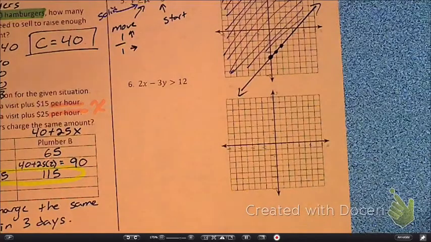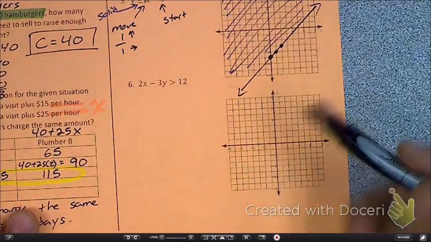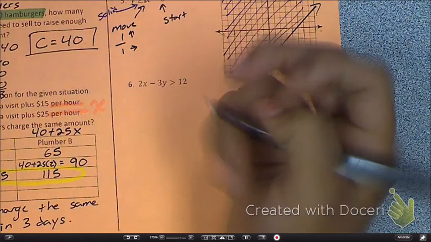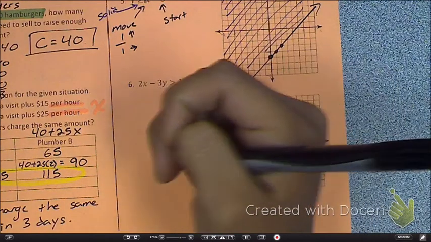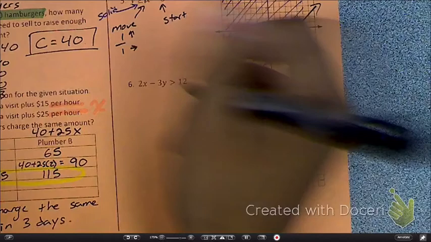And the coordinates. Is that in slope intercept form? Yeah. No. So actually you need to do that in slope intercept form first.